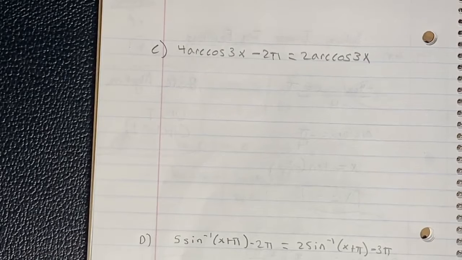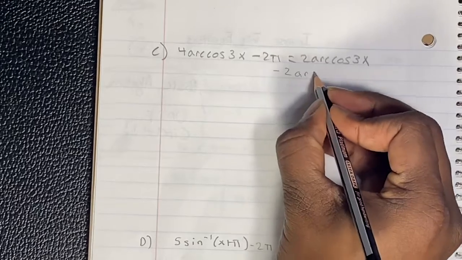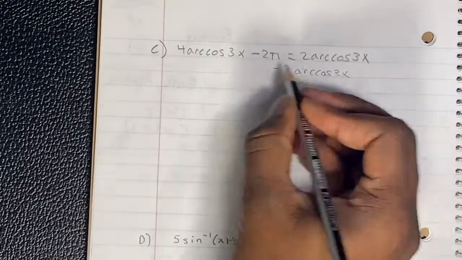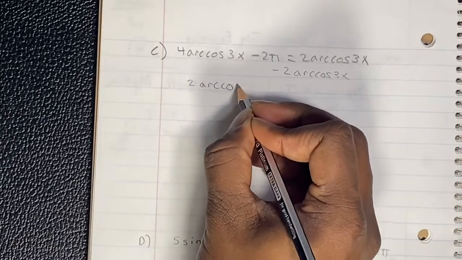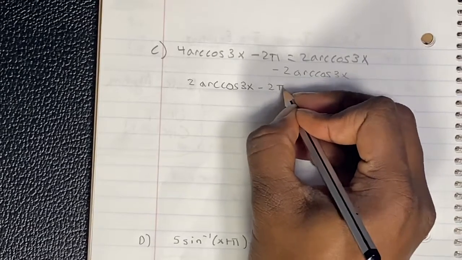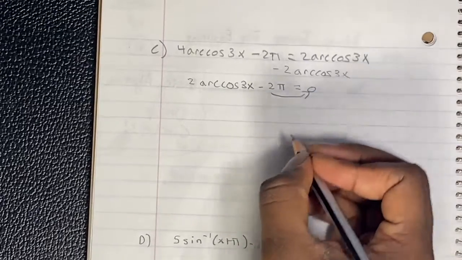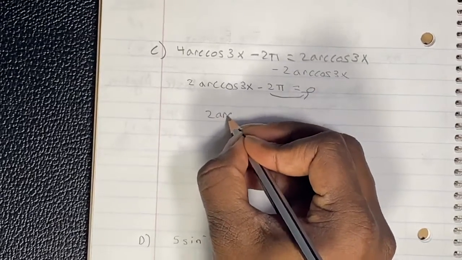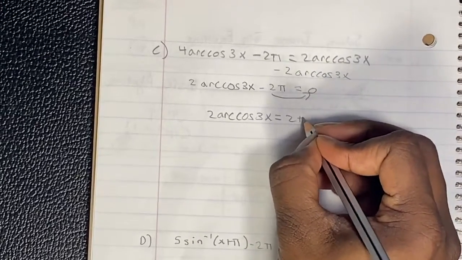Alright, for the third question, basically just do the same thing that we're doing, but maybe a few more steps added on. So we're gonna subtract the 2 arc cosine 3x on both sides, which gets us 2 arc cosine of 3x minus 2 pi equals 0. But we'll add the 2 pi over, which leaves us with 2 arc cosine of 3x equals 2 pi.